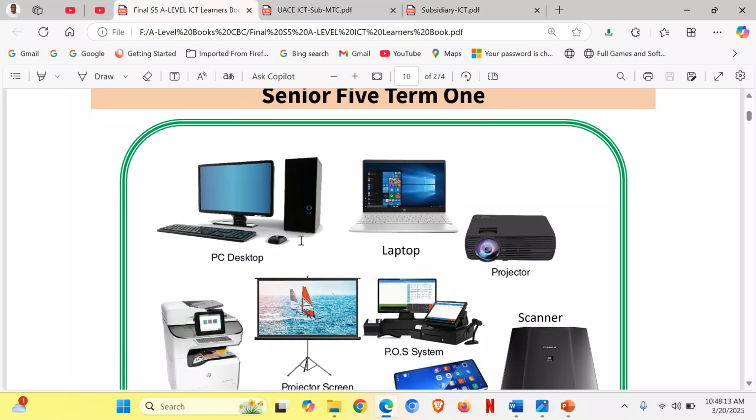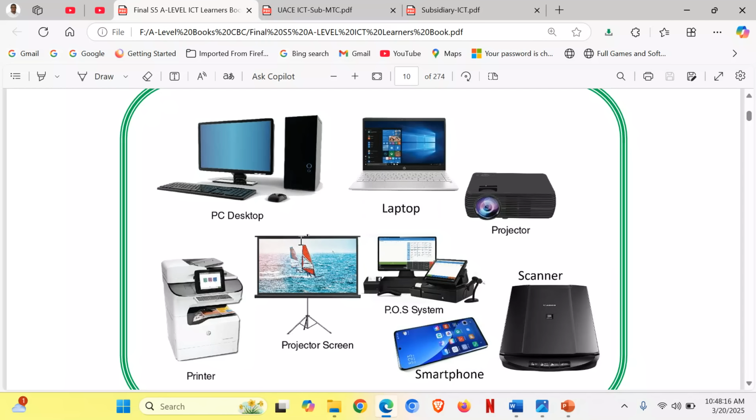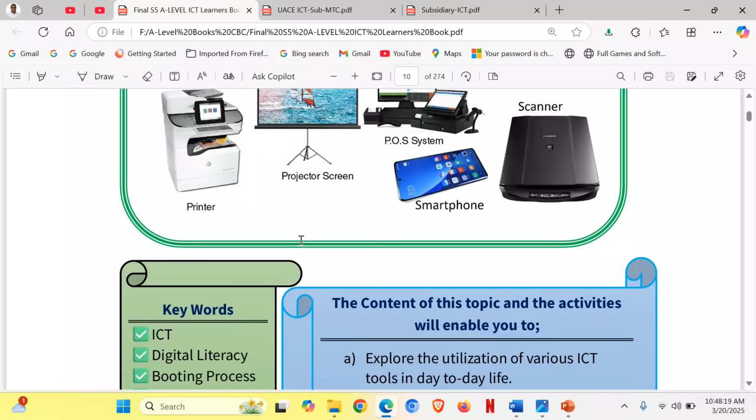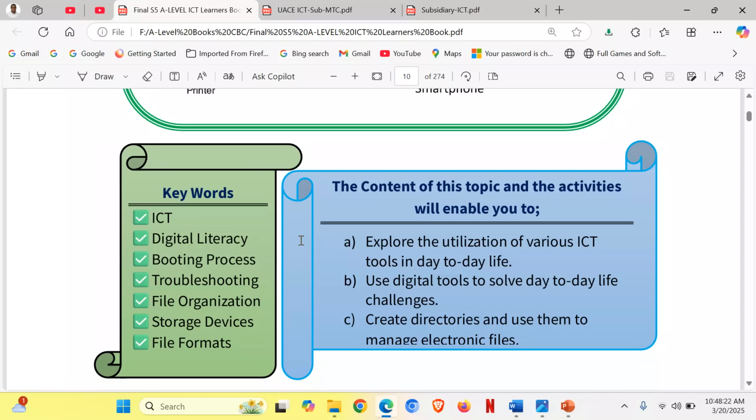So here I come with these ICT tools. You look at them, discuss about them. But then, when you are looking at Topic 1, there are some keywords that you need to look at. And also, the content of this topic and the activities will enable you to A, explore the utilization of various ICT tools in day-to-day life, B, use the digital tools to solve day-to-day life challenges, and C, create directories and use them to manage electronic files.